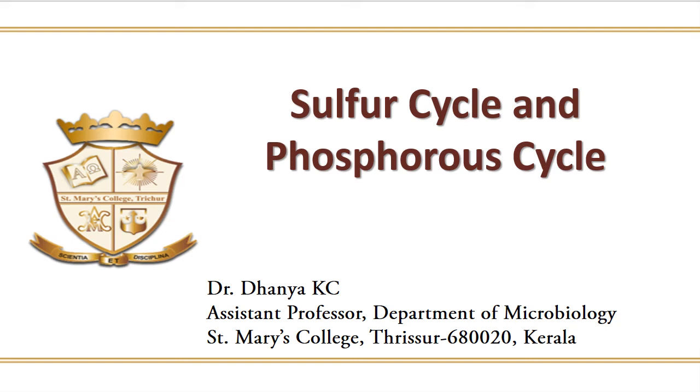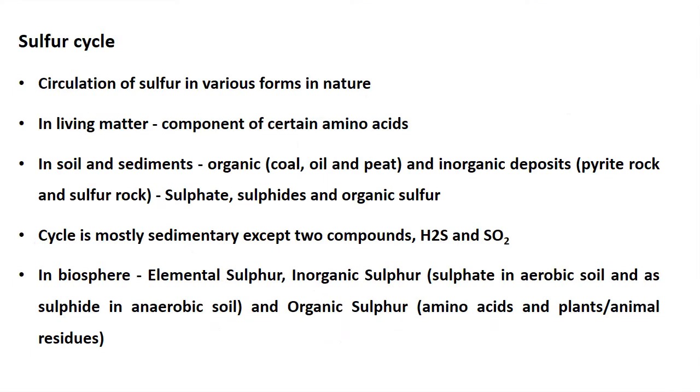Dear students, in this session we are going to discuss sulfur cycle and phosphorus cycle. Sulfur cycle. It is the circulation of sulfur in various forms in nature. Sulfur is present in all living matter as a component of amino acid cysteine.